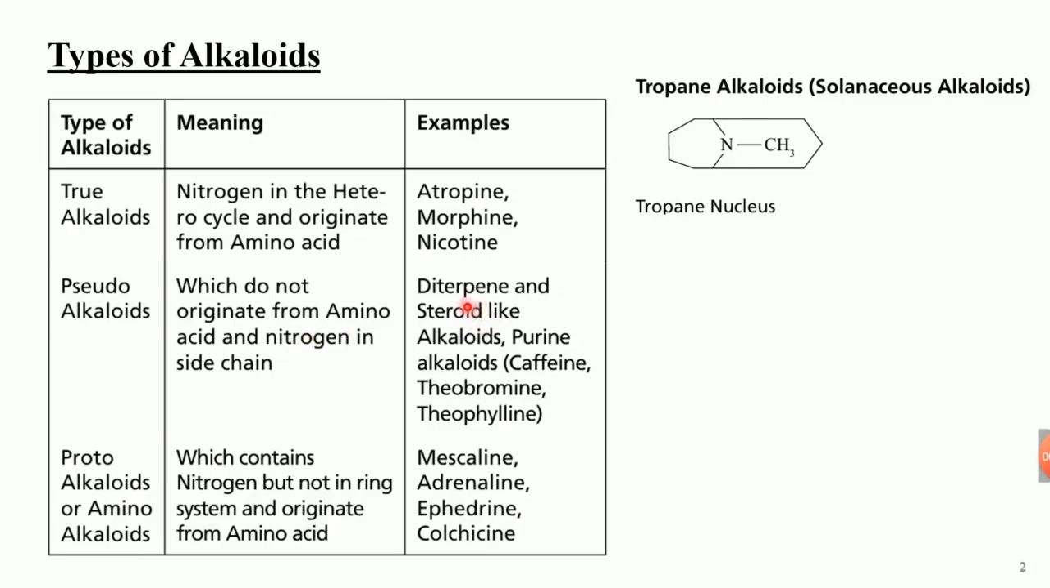Examples of pseudoalkaloids are diterpene, steroidal alkaloids, and purine alkaloids such as caffeine, theobromine, and theophylline.